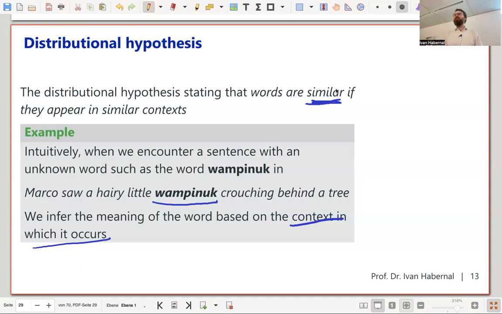Do they have hairs, Tamagotchis? Oh, cool. Okay, I saw her little Tamagotchi crouching behind a tree.